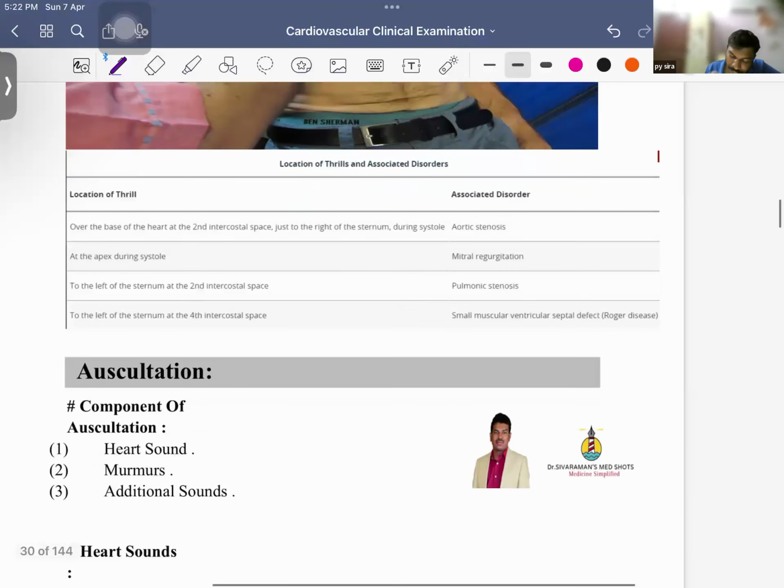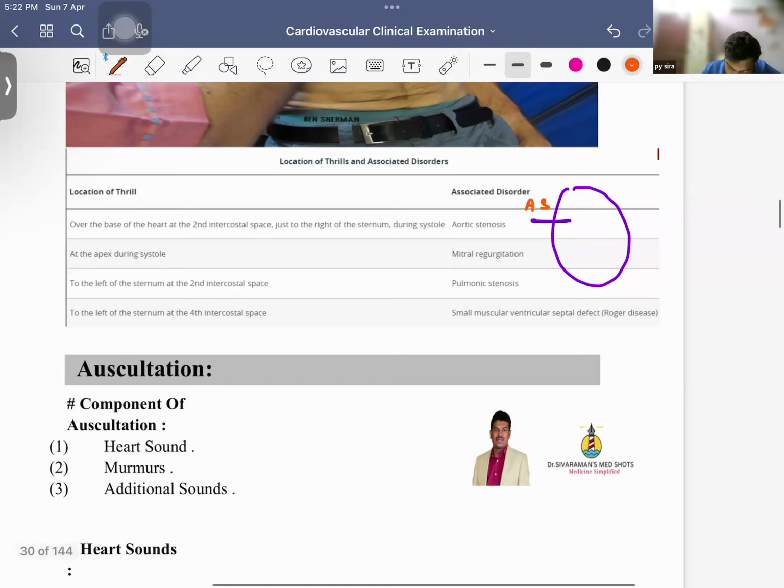So where will you get a thrill? Whenever you have the heart of the patient, over the base of the heart at the second intercostal space, right, just here, then it is going to be aortic stenosis. Then at the apex, mitral regurgitation.